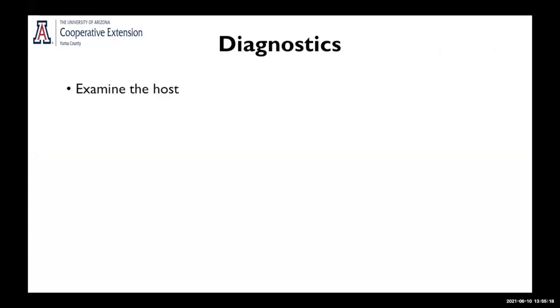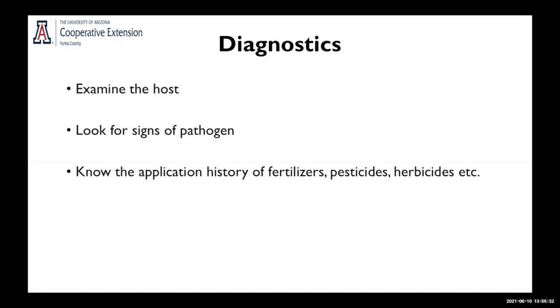So when it comes to diagnosis, when you see a sick plant, me or you, anyone, when you are trying to find the causal agent, you have to examine the host. You have to look for signs of pathogen, if you can see any. It is very important to know the application history of fertilizer, pesticide, herbicides, etc.